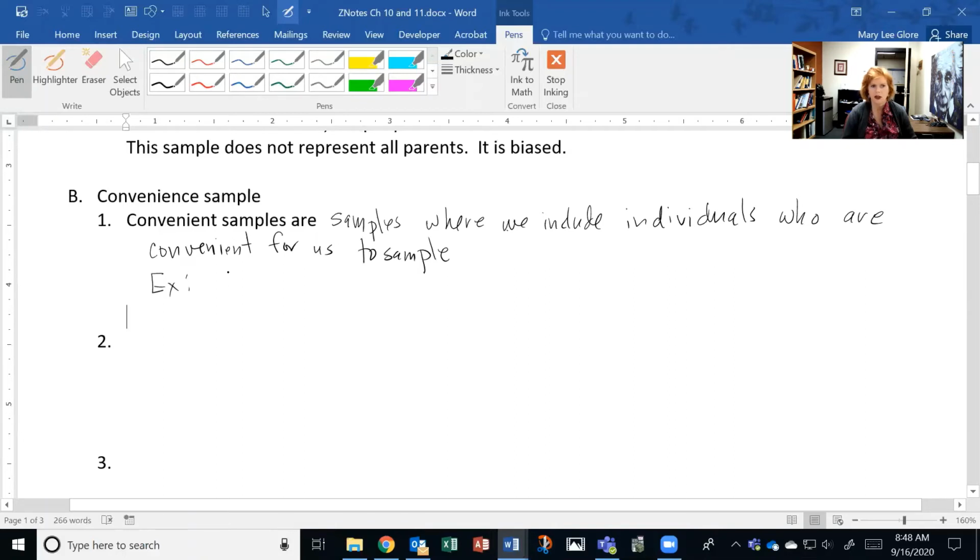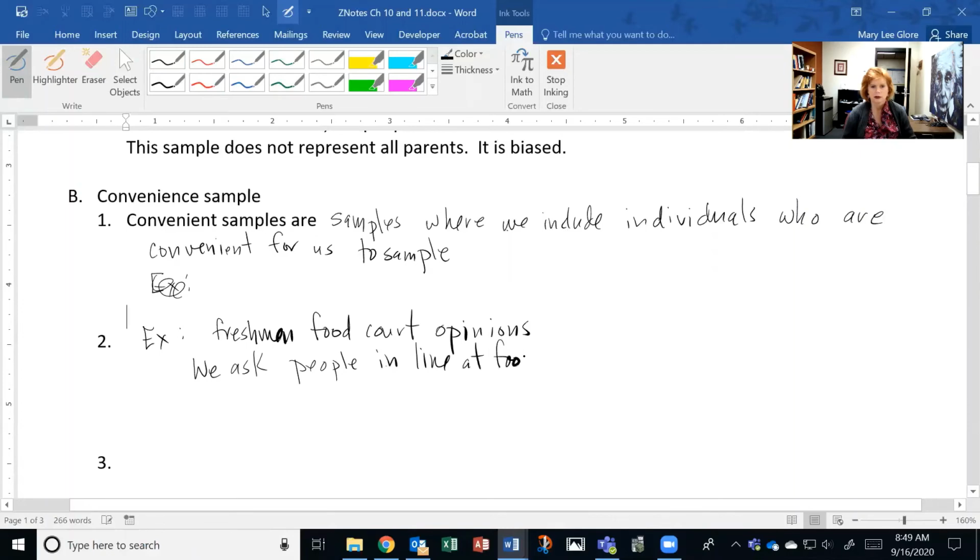So here's an example. Let's say that we want to gauge freshman opinions about the food court. All right, so we want to know how freshmen feel about the food court. And so let's say we ask people as they're in line at the food court. All right. So they're in line at the food court. I say, hey, how do you feel about the food court?